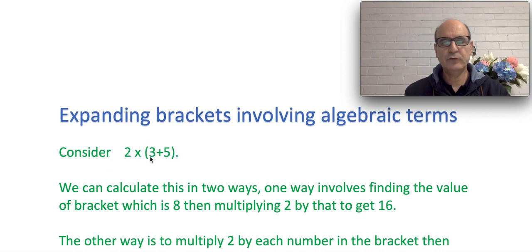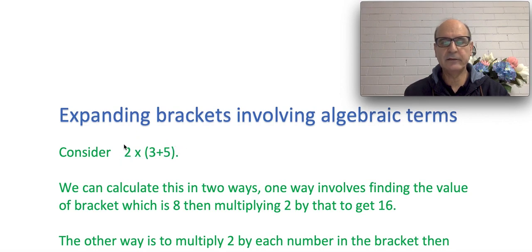Here you have 2 times bracket 3 plus 5. If we go by the order of operations, we know that we need to add 3 and 5 first to become 8, and then times 2 by that 8. So altogether you get 16. So bracket first and then times.